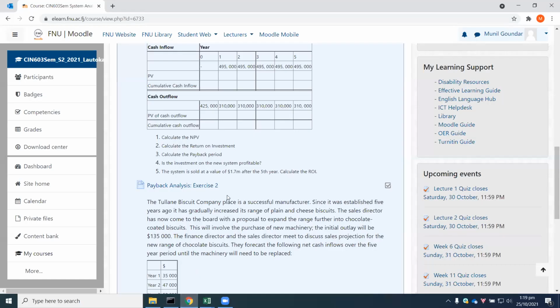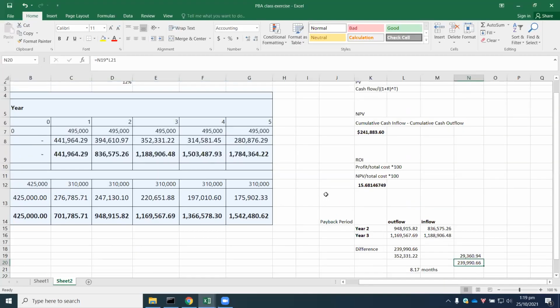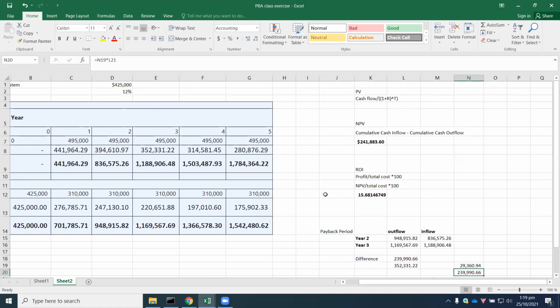Now, next up, the next portion, is the investment on the new system profitable? Yes, it is profitable. Why is it profitable? You've got 2 reasons now. In fact, you have 3 reasons. First of all, your cumulative cash inflow is more than the cumulative cash outflow. You can just cross compare it by looking at the figures, or you can say you have a net present value of $241,883.60. So therefore, your system is profitable.